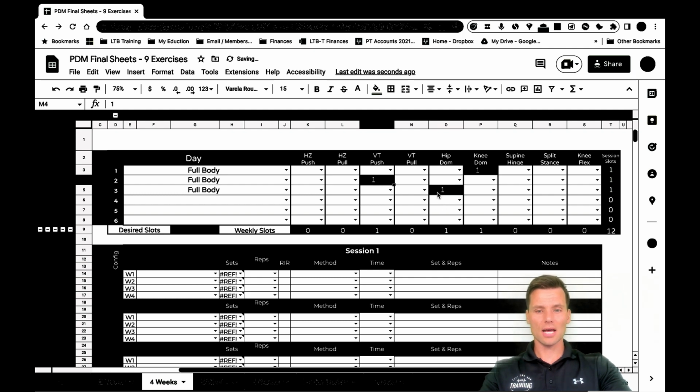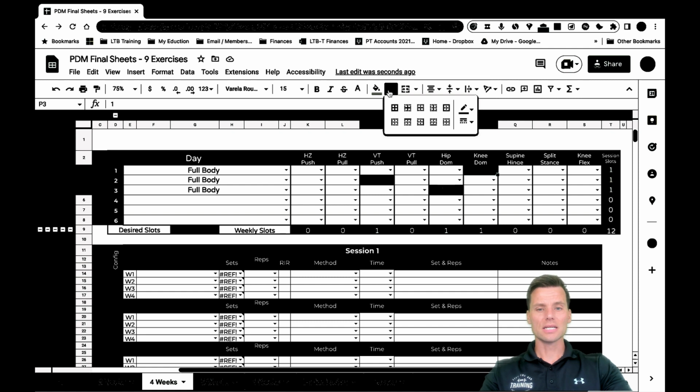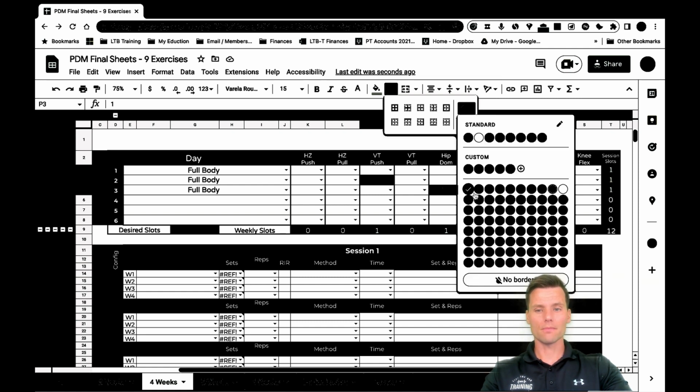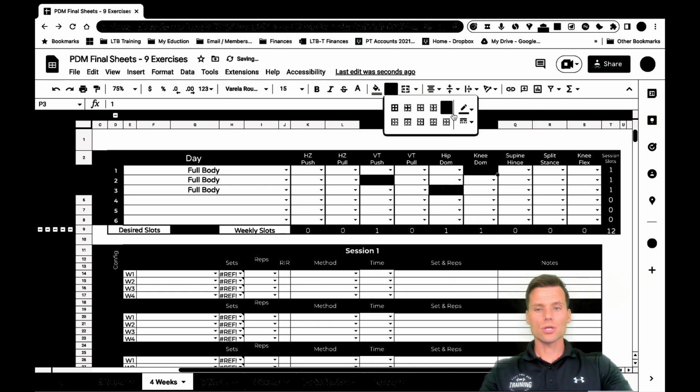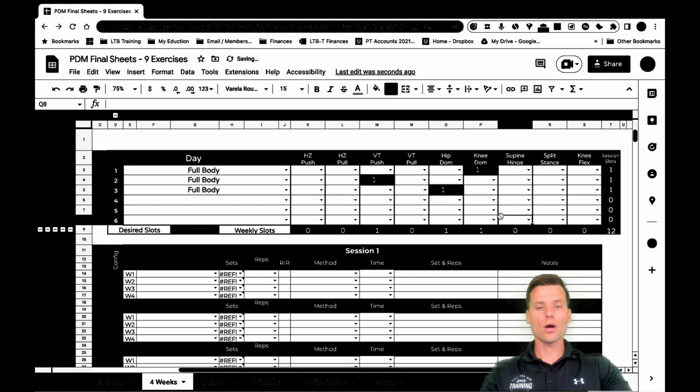And if I want to, I can just highlight these 3 cells, and what I'm going to do is just put a slightly different color border around them. Let's make it red, so that we know they're the main lifts for that session, right? And I've tried to obviously start off with keep them away from each other, and knee dominant and hip dominant are further apart. So that's great.